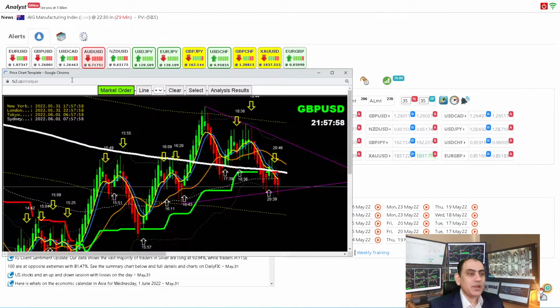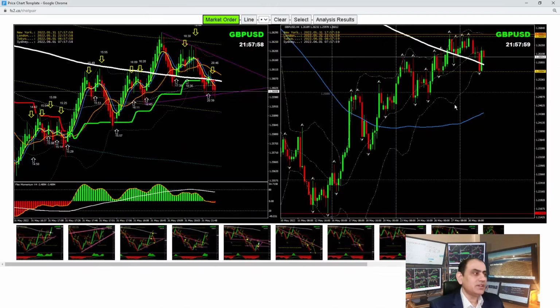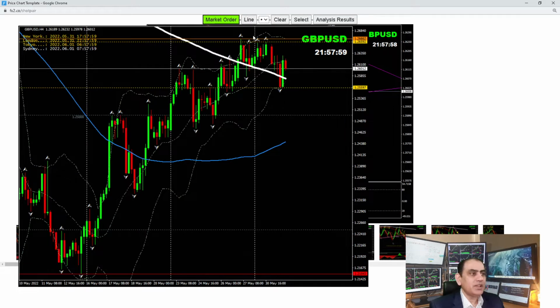And let's move into the pound dollar, cable. We had an amazing trade guys too. If you look at the 4-hour, price repeatedly respected the resistance level, and we can see here another rising wedge. So we were expecting this trade.